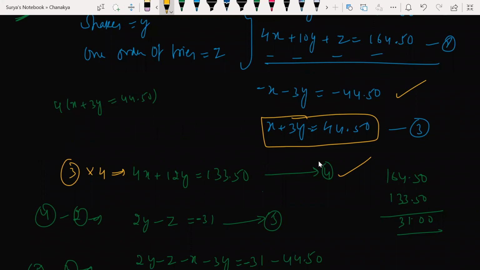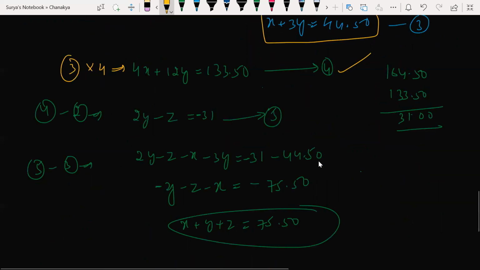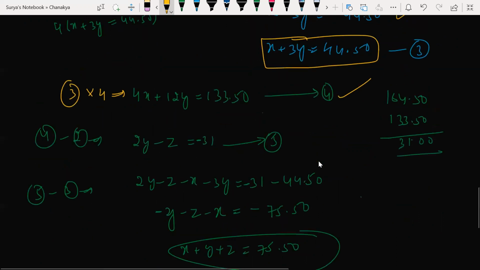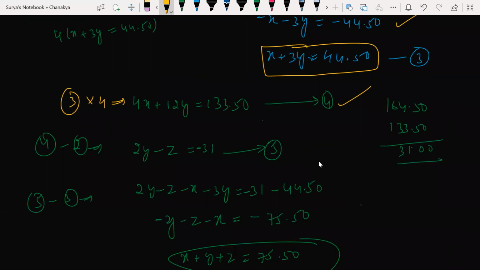2y, I mean 2y minus z. How come minus z? Okay, minus z only. Minus 31. Correct only. 2y. 5 minus 3 we did.